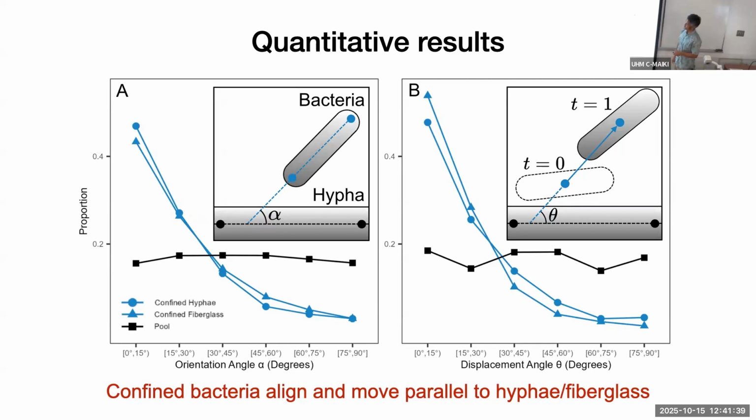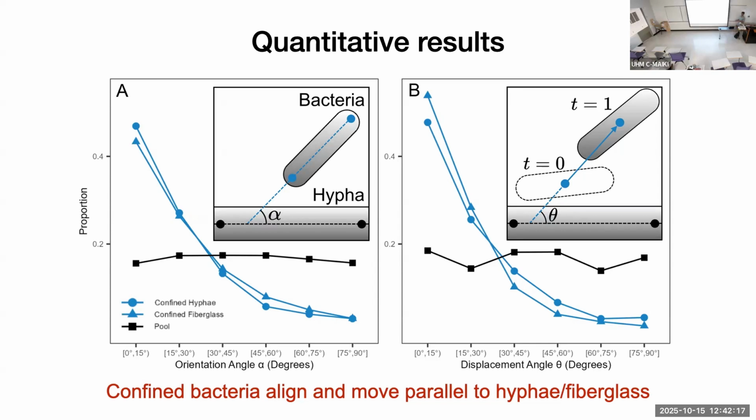What you see is that in the controls, which I'm not showing today, where we put them in a deep pool of water, we see almost a uniform distribution. That means cells are oriented randomly, in no preferred direction. However, when we look at bacteria near the film around the fiberglass, or in hypha, we see a very different distribution. About half, a lot of the cells are oriented almost parallel to the linear structure. That was one quantitative result we got.